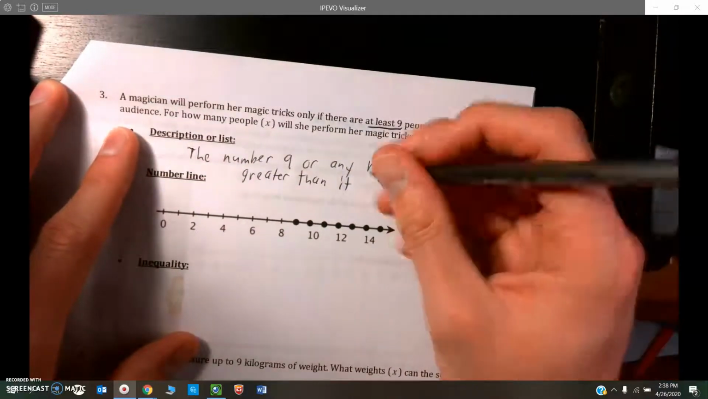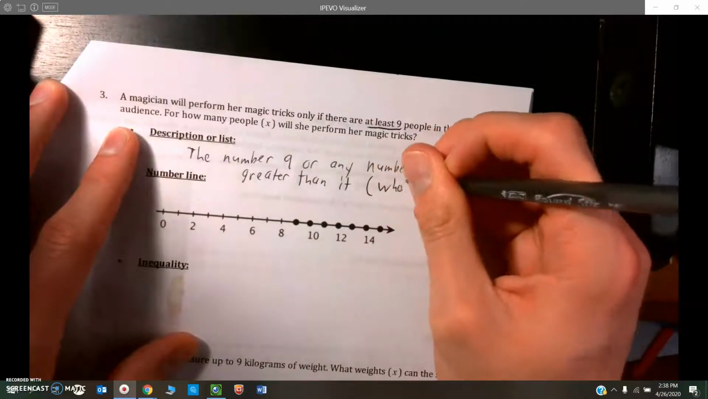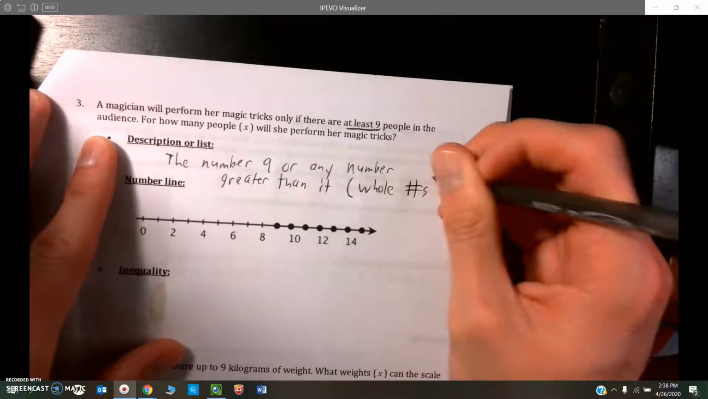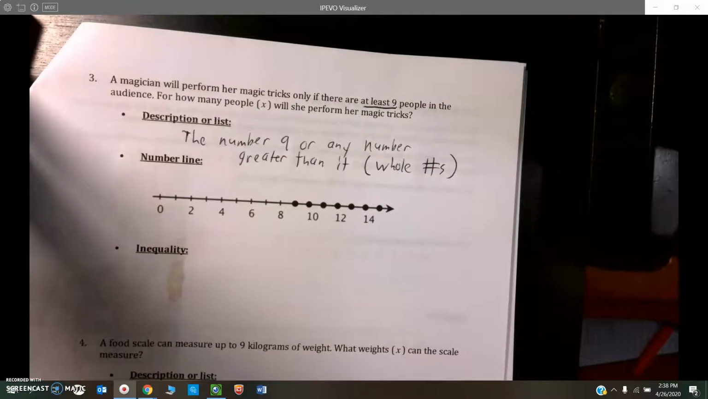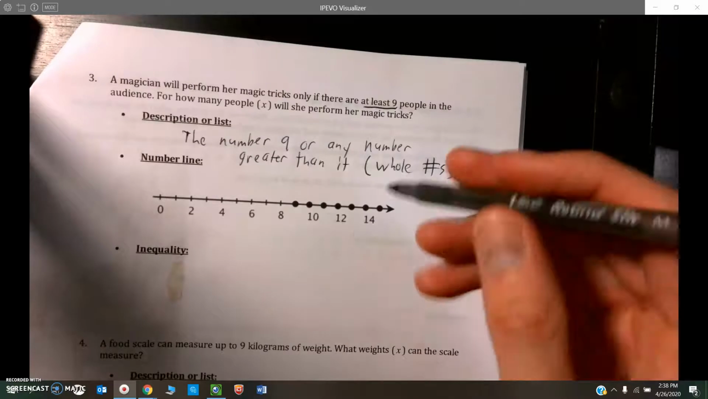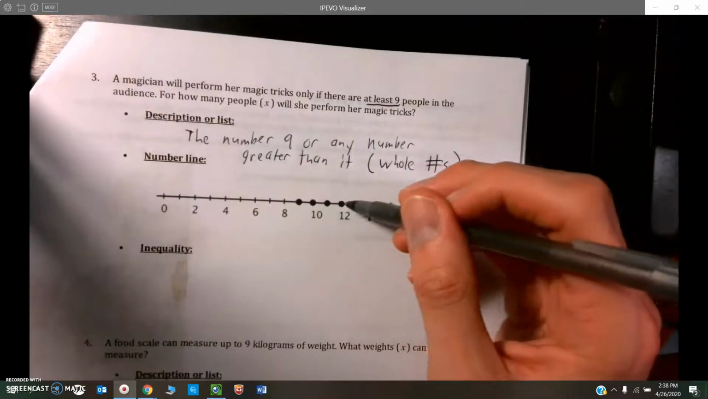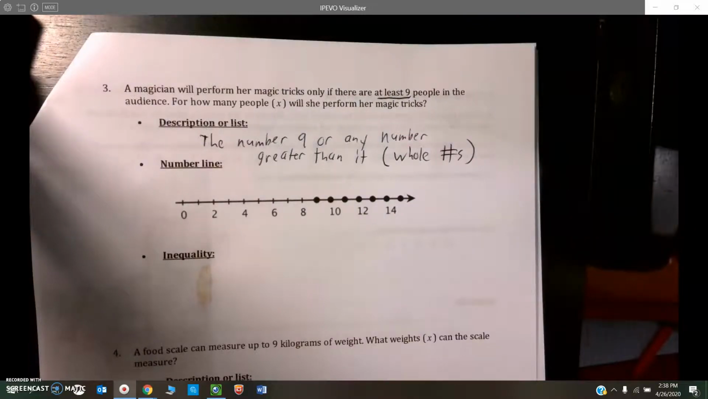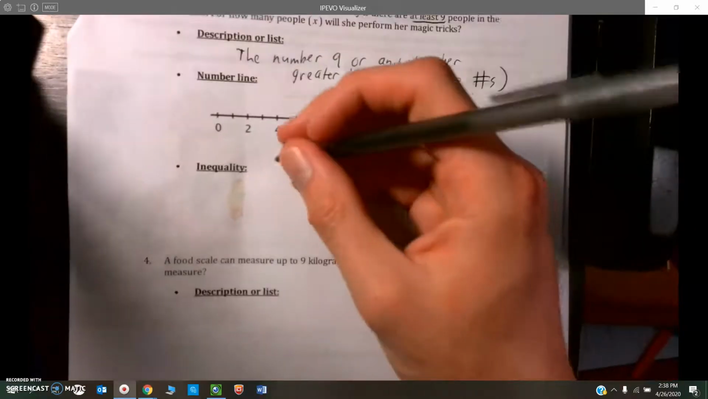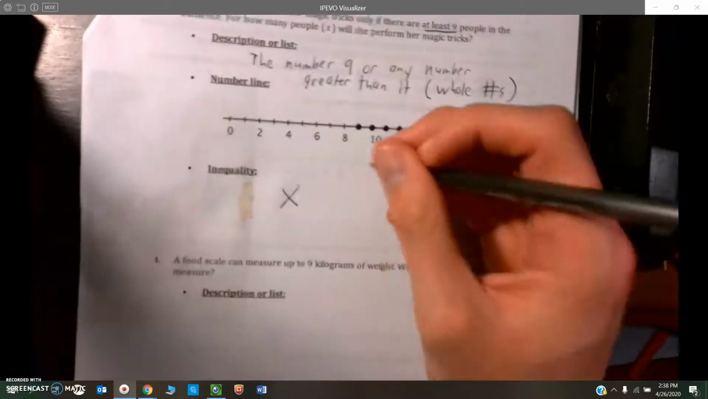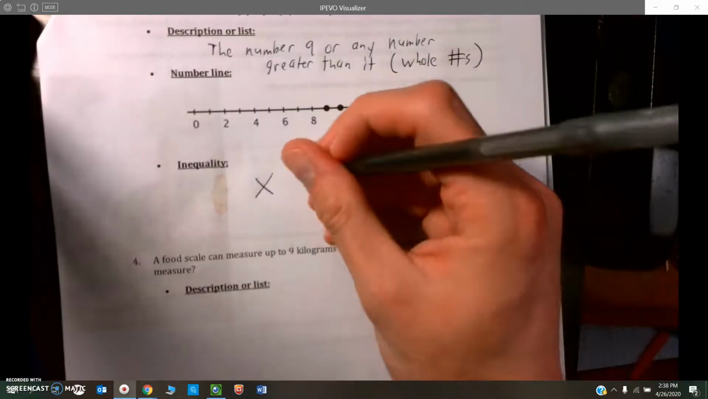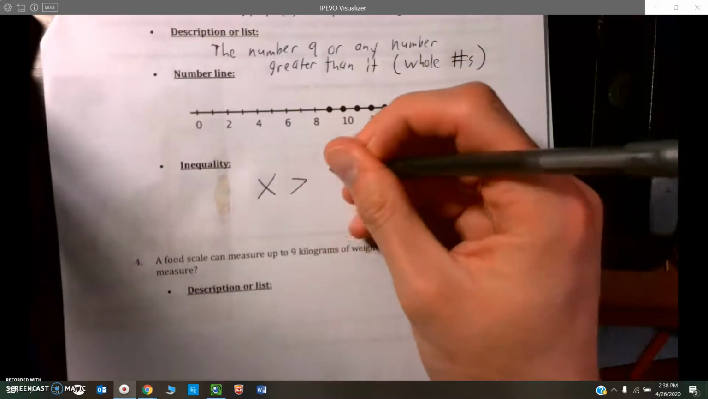However, we're talking about people again, so once again, it needs to be whole numbers, because there is no such thing as a fraction or a decimal of a person. So once again, on my number line, we can see that here. So here's 9, and then there's a dot for each person thereafter. So in my inequality, it must be 9 or more people.